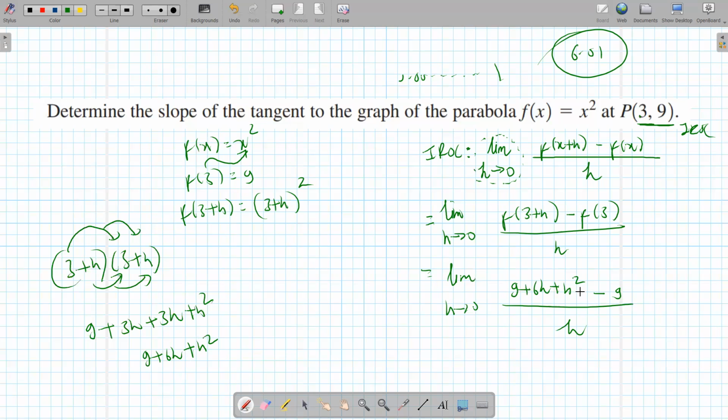Cool? Now look at this. 9 minus 9 is a 0. You can ignore those two guys. In the numerator, what can we pull out? You see there's a GCF here that you can factor out. You can pull out an h. What are you left with if you pull out an h?